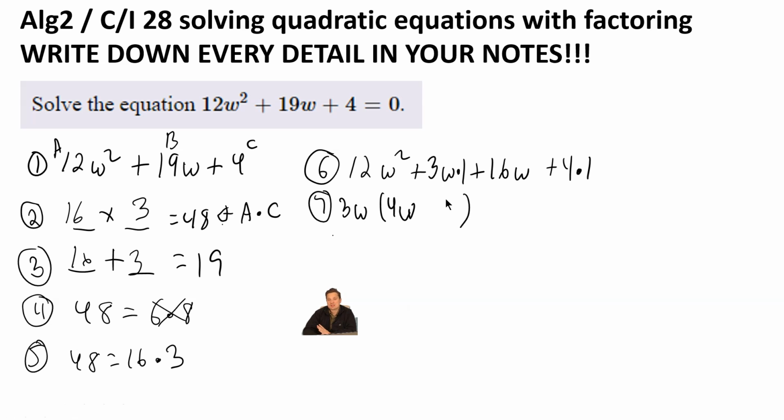Keep in mind, of course, this is a way of doing it. It's not the only way of doing it. Another thing that is very important is that the 3w has been factored outside the parentheses, which means only the plus 1 stays.